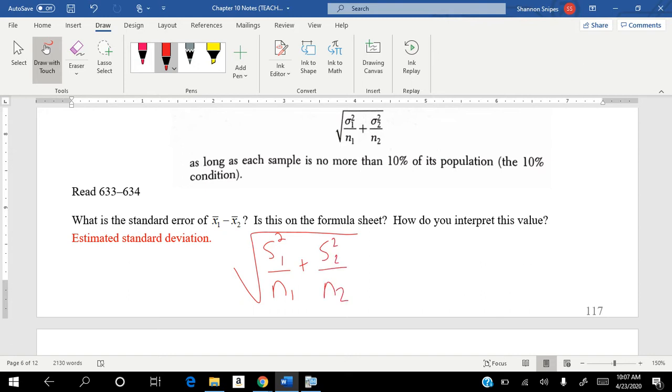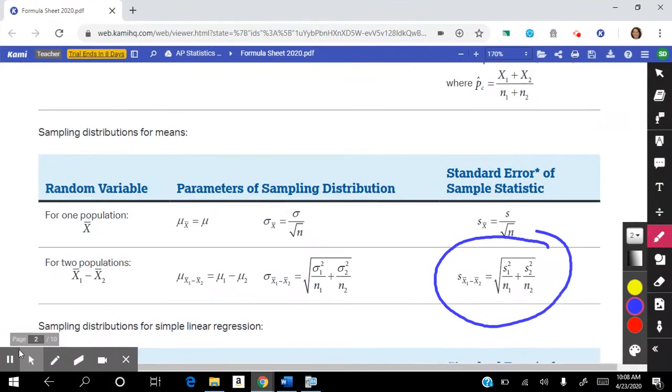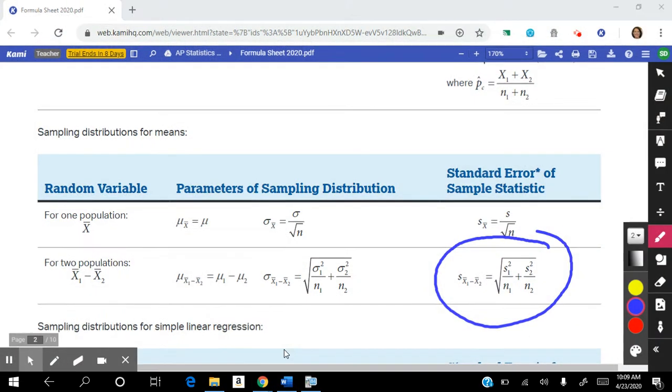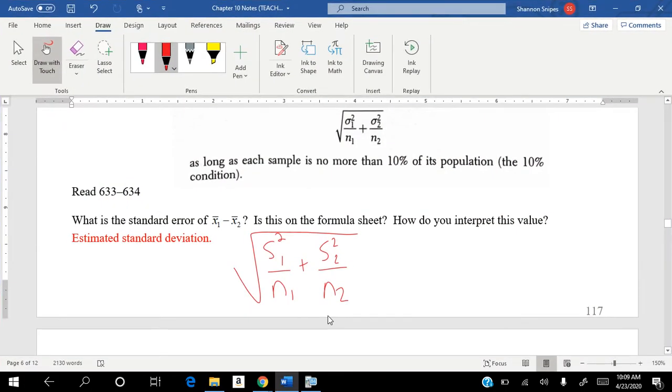And how you interpret this value is this is going to be... okay, sorry about that. Something distracted me out my window. The interpretation of this is basically this is the standard deviation that we're going to use for our sample size.